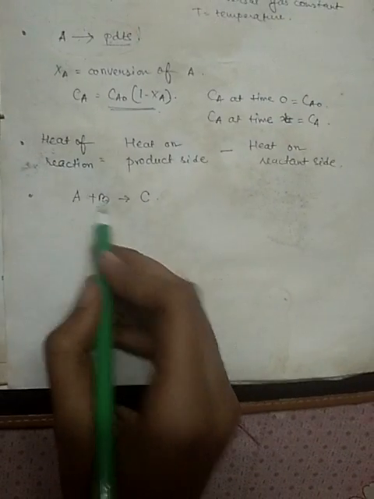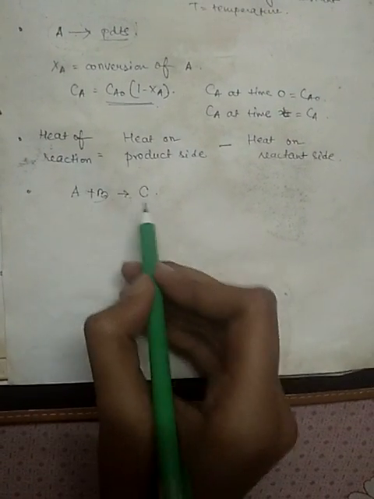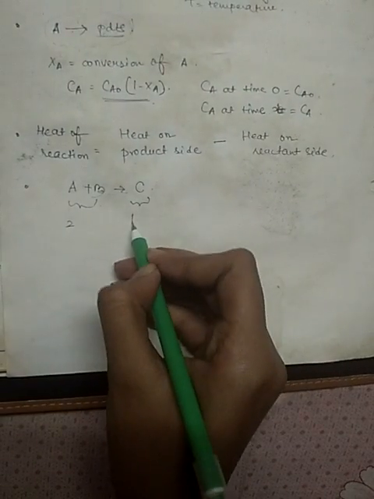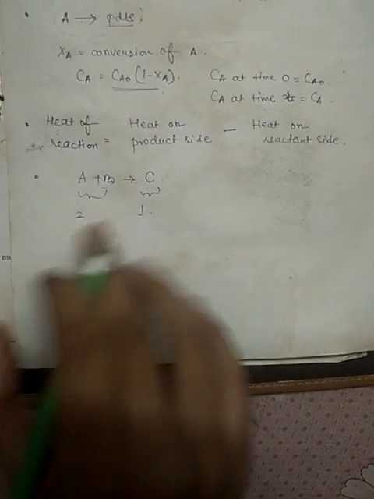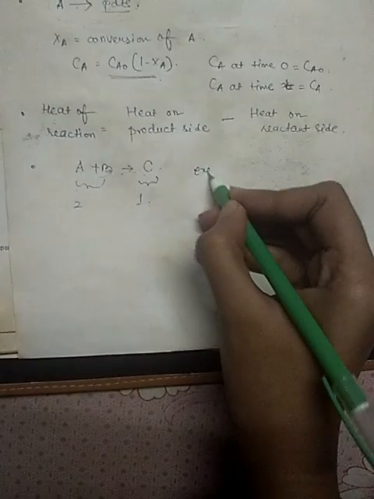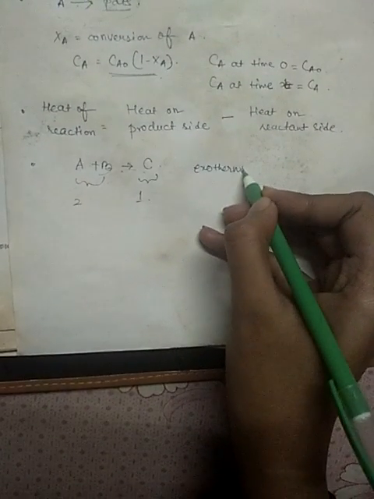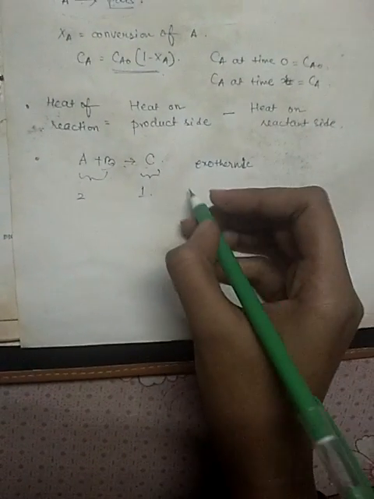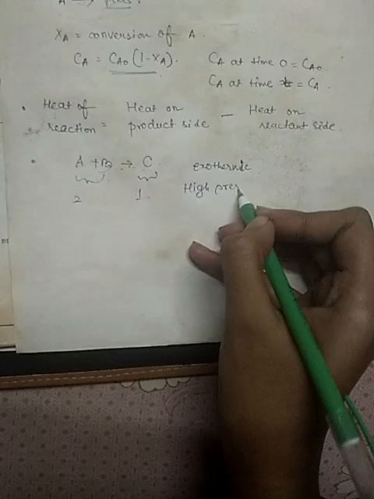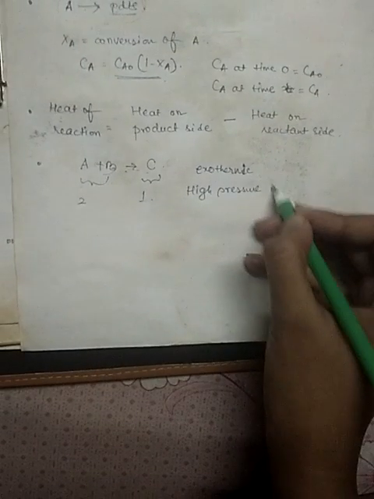Now it's seen that reactions in which the number of moles decrease. See, the number of moles here is 2 and the number of moles here is 1. Okay. So the reactions in which the number of moles decrease are usually exothermic in nature. Usually. This is not always the case. Okay. Usually this is the case. And in such cases, a high pressure is generally preferred.